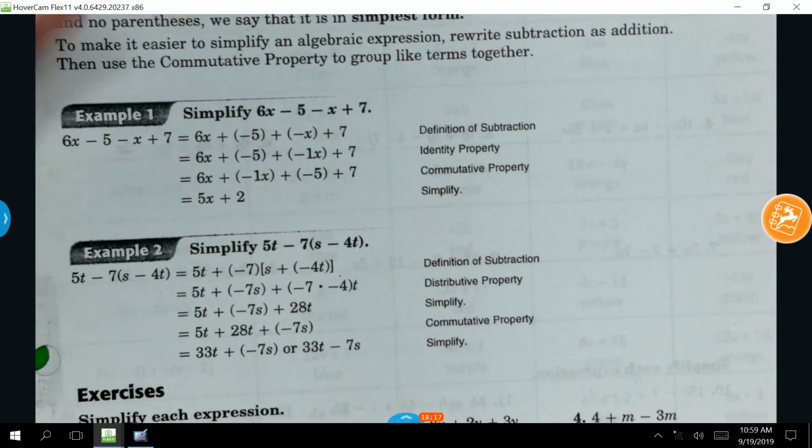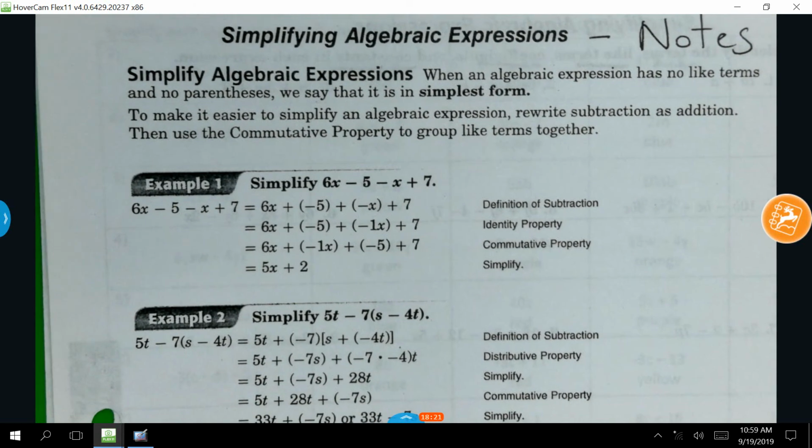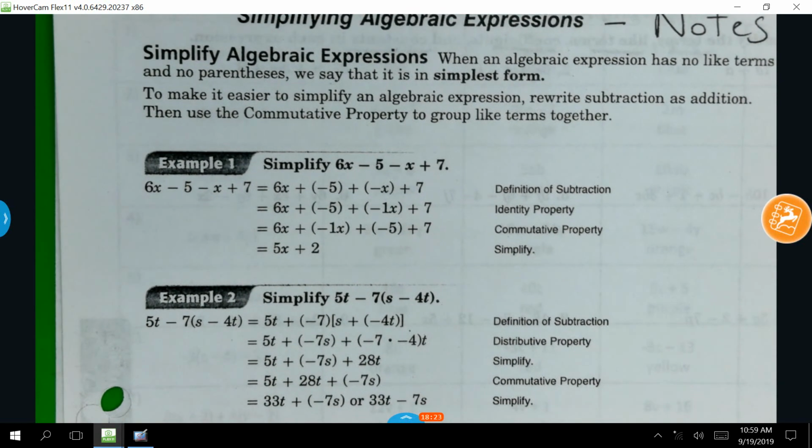Flip over. Now we are simplifying algebraic expressions. So just like we simplified on our test yesterday, simplifying means that you're doing everything you can to get it, basically to get it into a shorter problem. Okay.